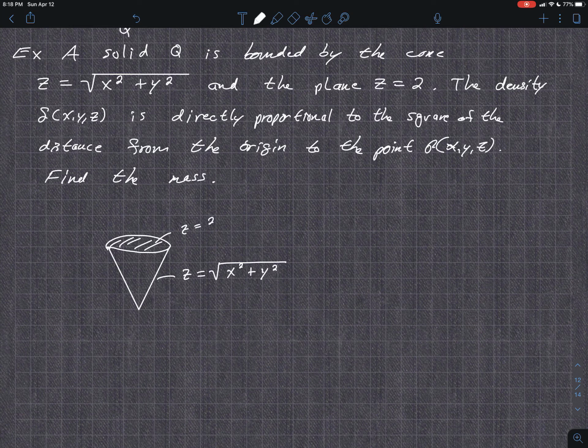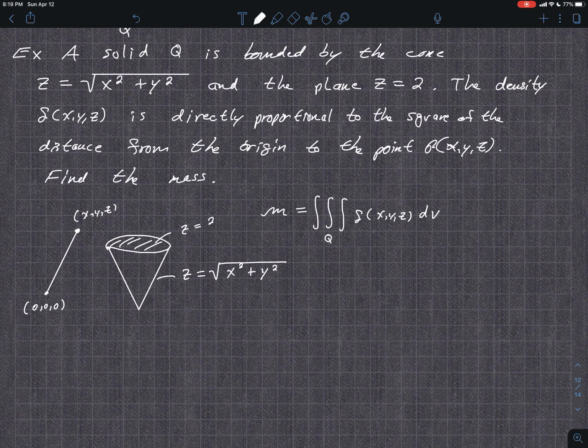So our mass, m, is the triple integral over the solid, which we drew over there, of delta x, y, z dv. So the distance from the origin is basically that distance formula. So you take any point, the distance between two points is the square root of the sum of the squares of the differences of the components. But one of the points is the origin.